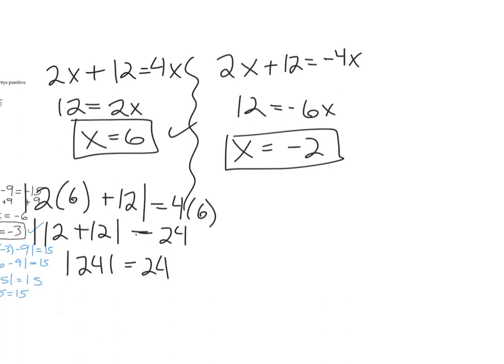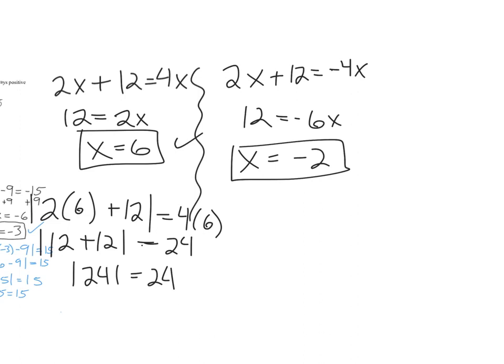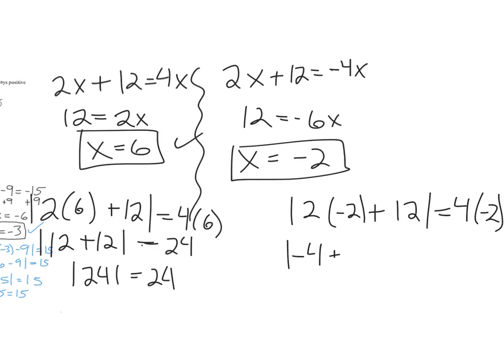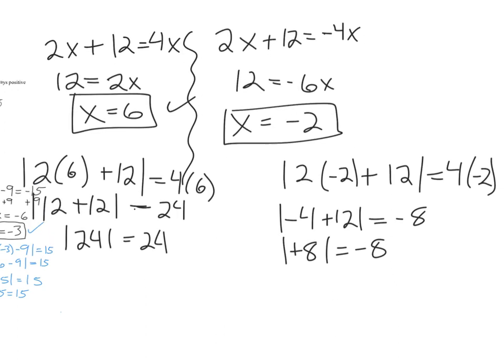And I end up with the absolute value of 2 times -2 plus 12 is equal to 4 times -2. So 2 times -2 is going to give me a -4 plus 12, and that's going to equal -8. But when you simplify, -4 plus 12 gives you +8 on the inside, is equal to -8. And of course, this absolute value is not going to work out because it changes everything to a positive number. So what we're going to end up with is 8 is not equal to -8.